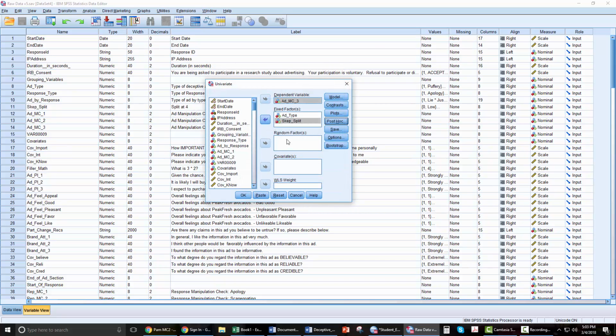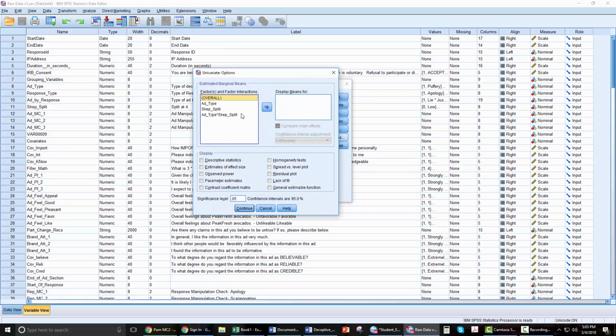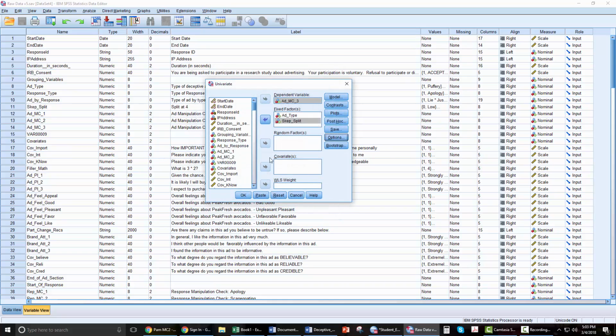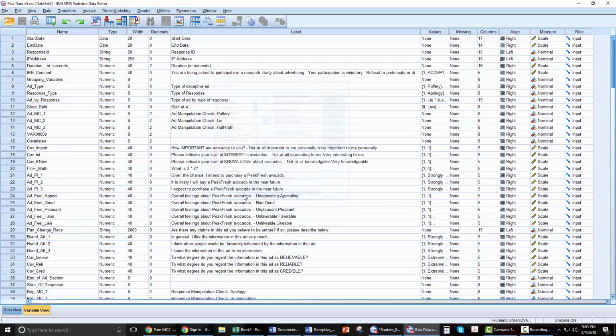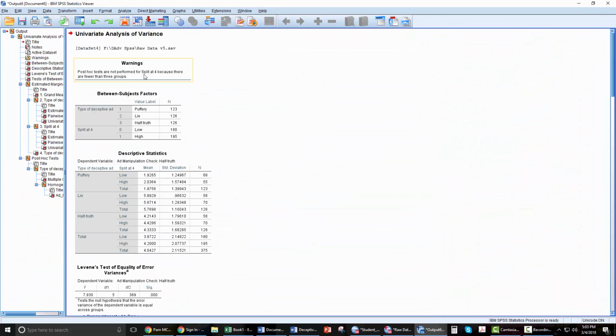Click continue, and options. We'll move all of these over, just in case. Click compare means, so that way we can get descriptive statistics and homogeneity of variance. Click continue. That's everything for us. We click OK. There's the warning message because we only have 2 groups. Here's our sample size for our different things. This is what we've seen before, and those are good.